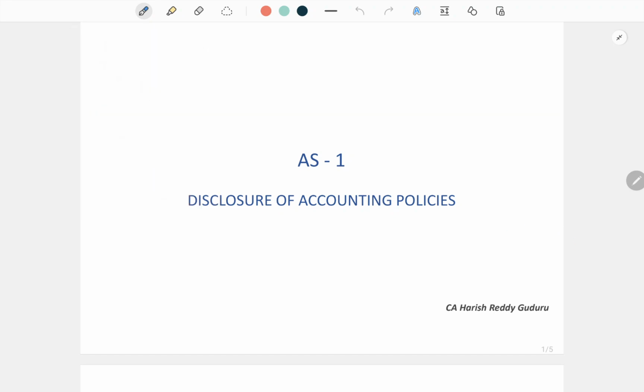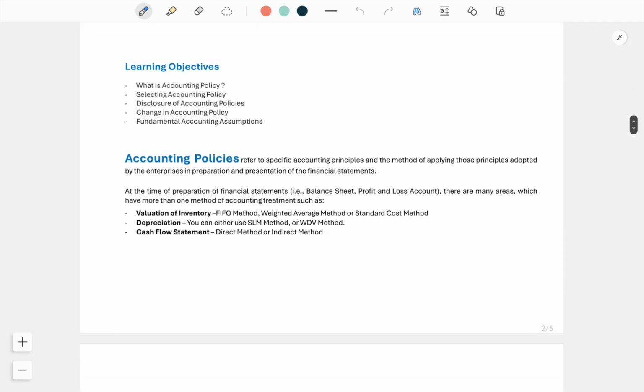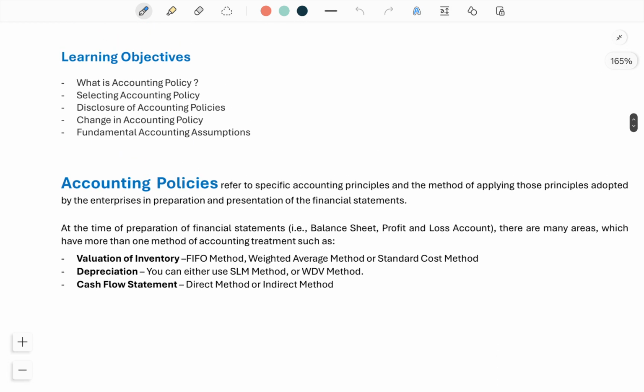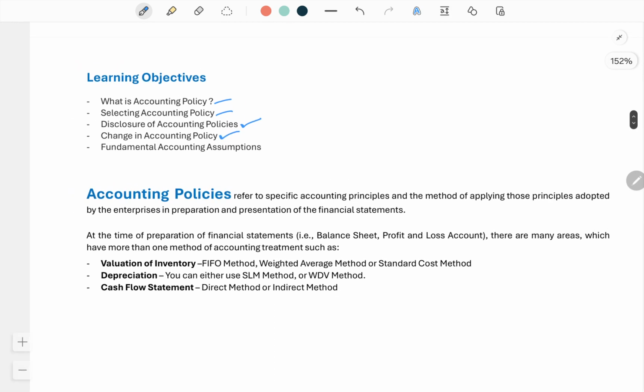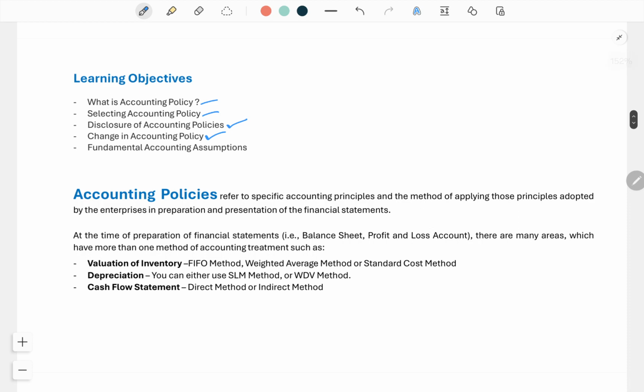The topic I want to discuss today is Accounting Standard 1, Disclosure of Accounting Policies for CA Intern. Here, you would be learning what is an accounting policy, how to select an accounting policy. Once you select, how these accounting policies are disclosed in the financial statements. Can we change an accounting policy? If yes, how to disclose the same? And also any specific points regarding fundamental accounting assumptions. All these things will be discussed today.